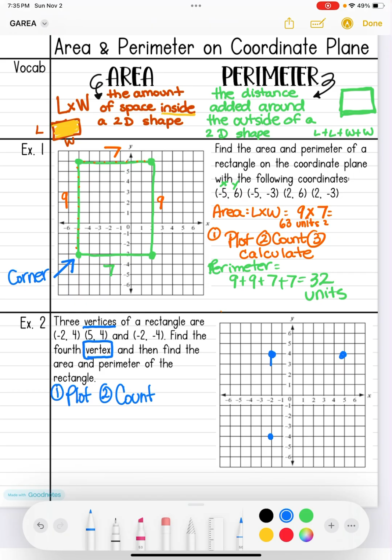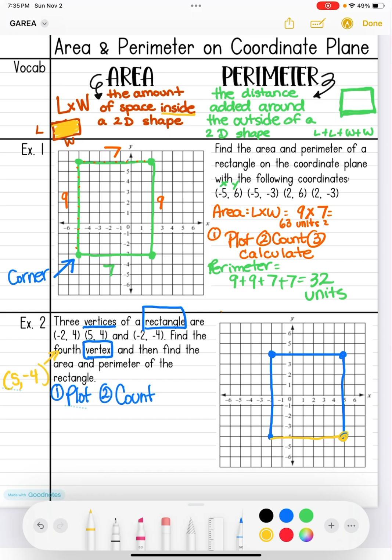Well, we know we're making a rectangle. Right here it says rectangle. So I know I'm going to have to connect it. And it would make sense that the missing spot would be right here. So that is my 4th vertex, which would be 5, -4.